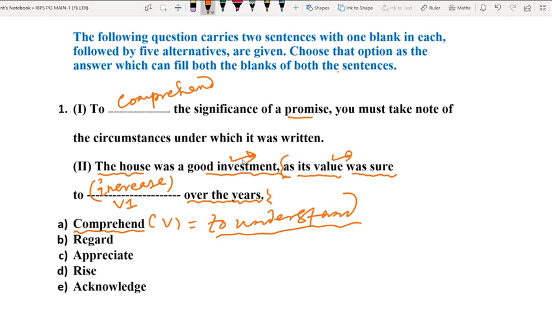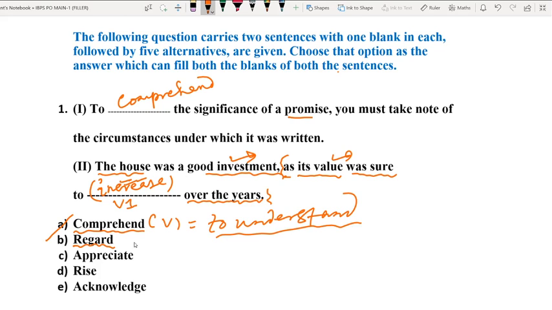But the problem arises when I place it in the second blank. If I place it there, it doesn't give us any perfect meaning, because we need a word which should be synonymous with increase in the second blank. And you must have understood by this time that comprehend doesn't have any other meaning. So it stands eliminated. Let us go to the next option now.